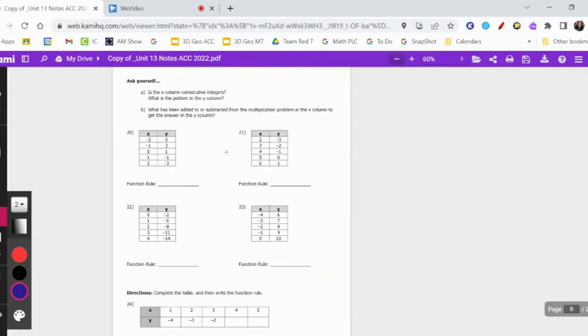All right, guys, on this page from 20 to 24, I'd like you to try these on your own. And then unpause the video and you can see the answers and check over your work.